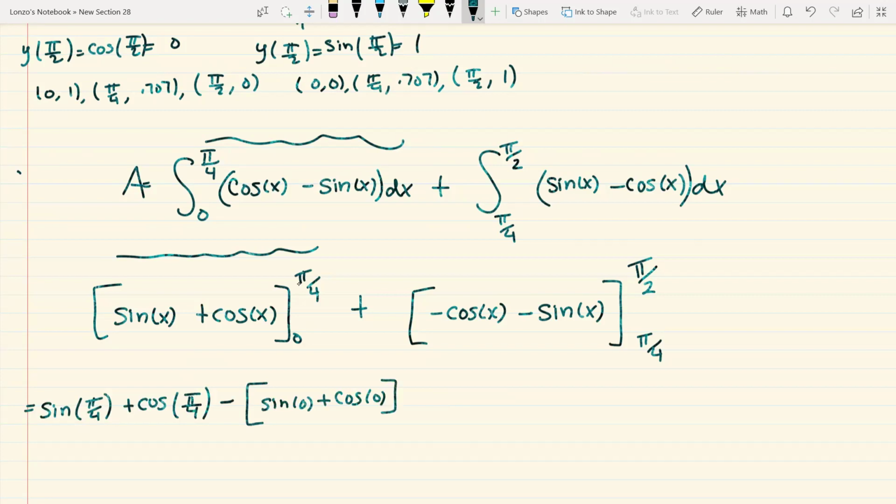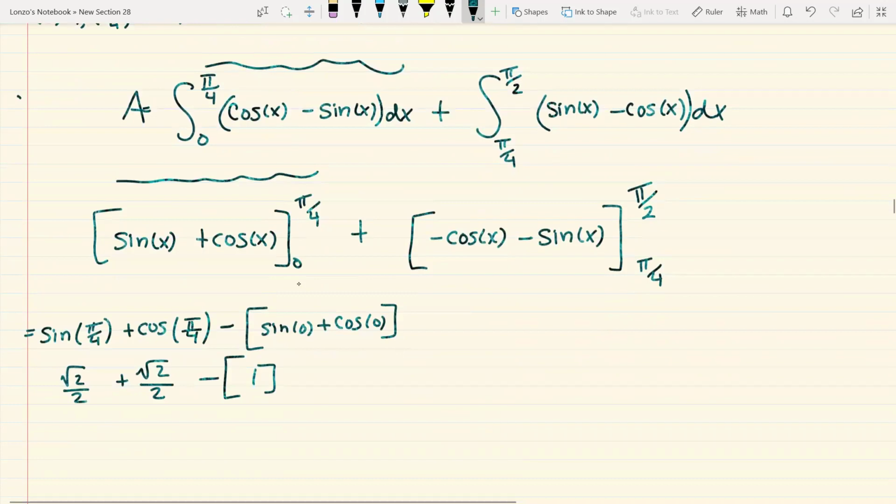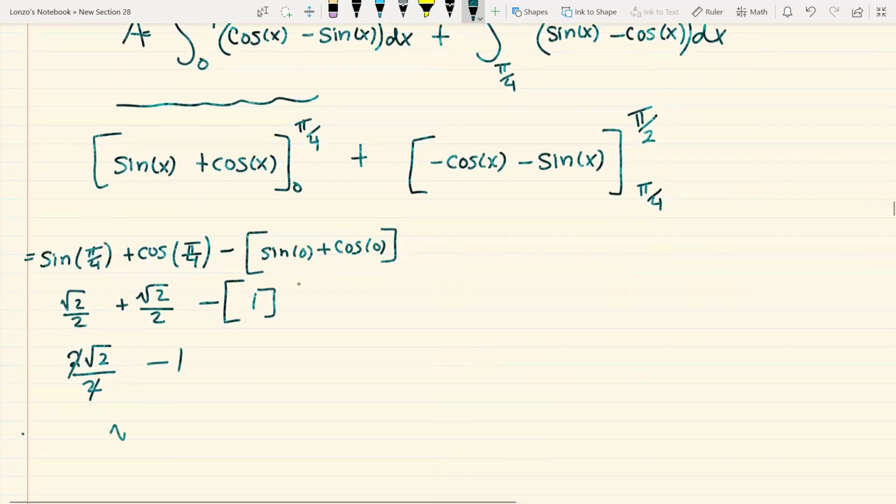So the sine of pi over 4 is exactly radical 2 over 2. The cosine of pi over 4 is also exactly radical 2 over 2 minus bracket the sine of 0, I believe it's 0. The cosine of 0 is actually 1. So radical 2 over 2 plus radical 2 over 2 is 2 radical 2 over 2 minus 1. I guess the 2 cancels, so you're just left with radical 2 minus 1. Just for this section, now let's do this section right here.